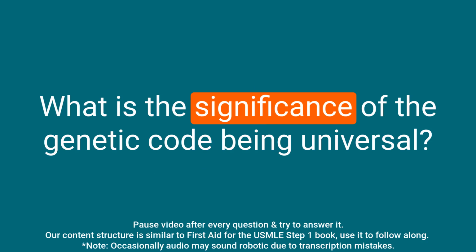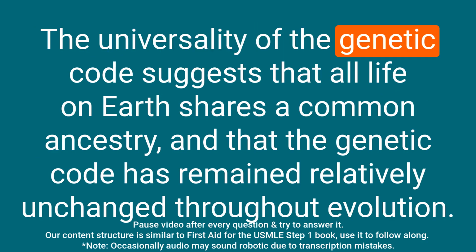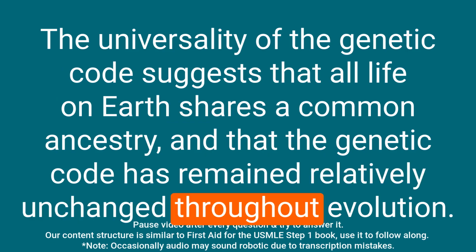Question: what is the significance of the genetic code being universal? Answer: the universality of the genetic code suggests that all life on Earth shares a common ancestry, and that the genetic code has remained relatively unchanged throughout evolution.